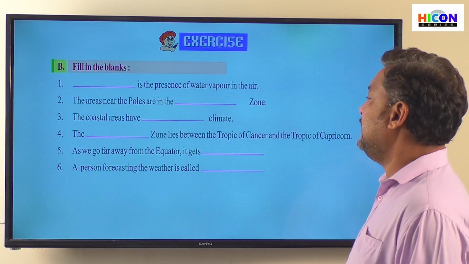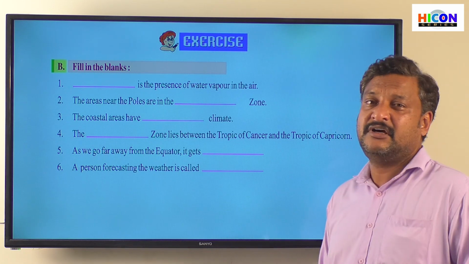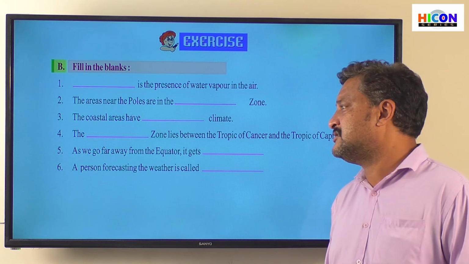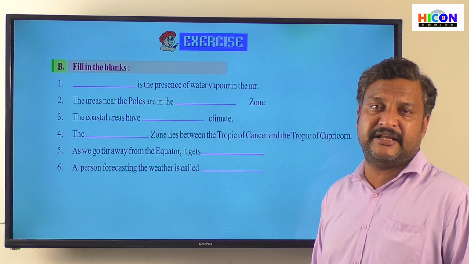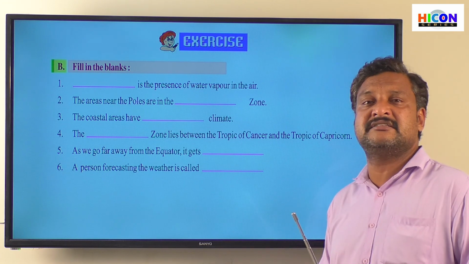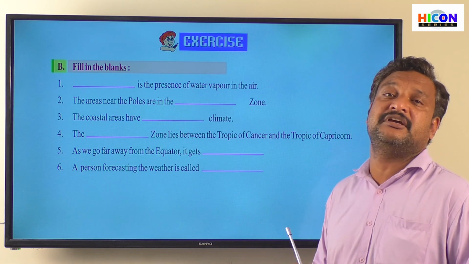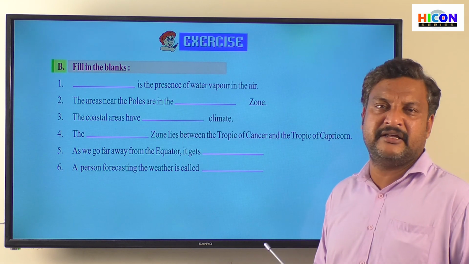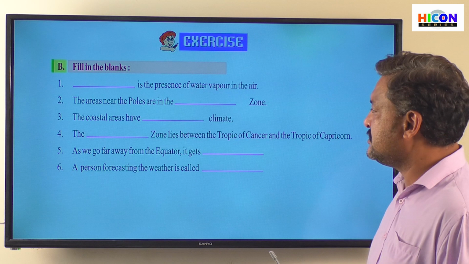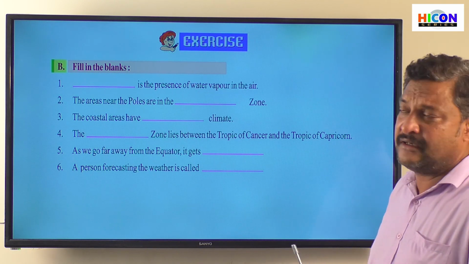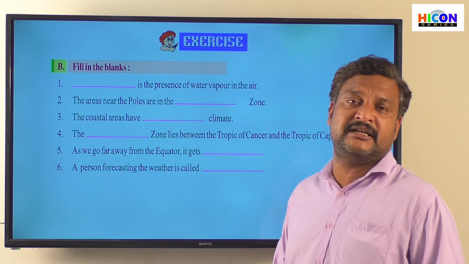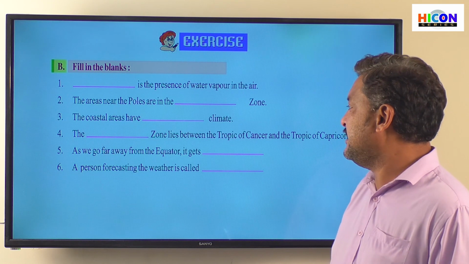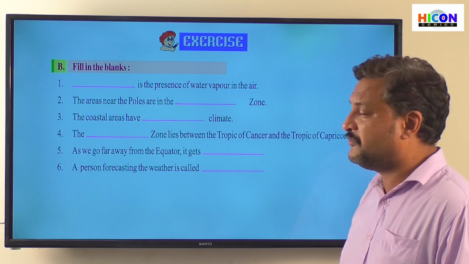Now, the coastal areas have a dash climate. Again, we have this with the example of Delhi and Mumbai. So Mumbai is on a coastal region, and Mumbai experiences moderate climates, whereas Delhi, an interior city, experiences extreme climates, extreme hot and extreme cold. So the coastal areas have a moderate climate. So what kind of a climate is found in the coastal areas? Moderate climate. Now, the dash zone lies between the Tropic of Cancer and the Tropic of Capricorn.